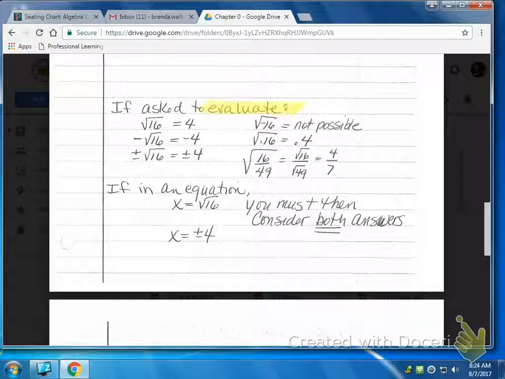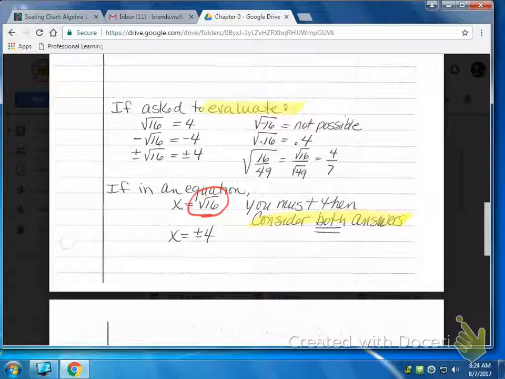But there's going to be plenty of times, like maybe the Pythagorean theorem, or other situations that come up, where it's in an equation. Equation means there's an equal sign there, and that changes things a little bit. So if it's in an equation, you have to square root the 16, and you've got to consider both answers. Here's what we mean by that.